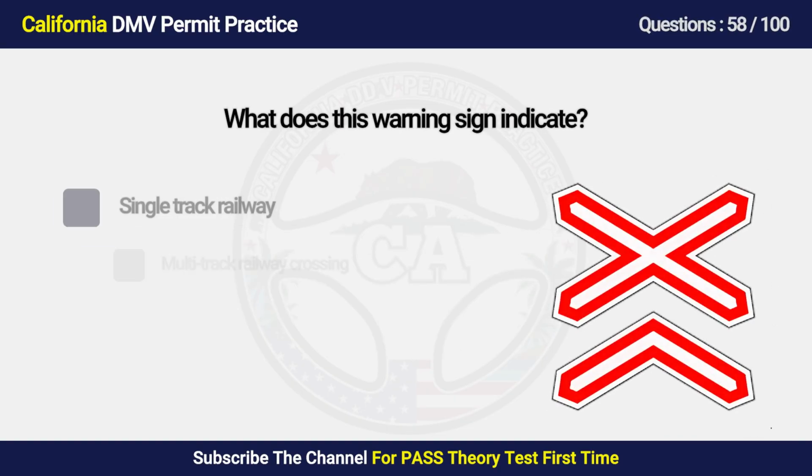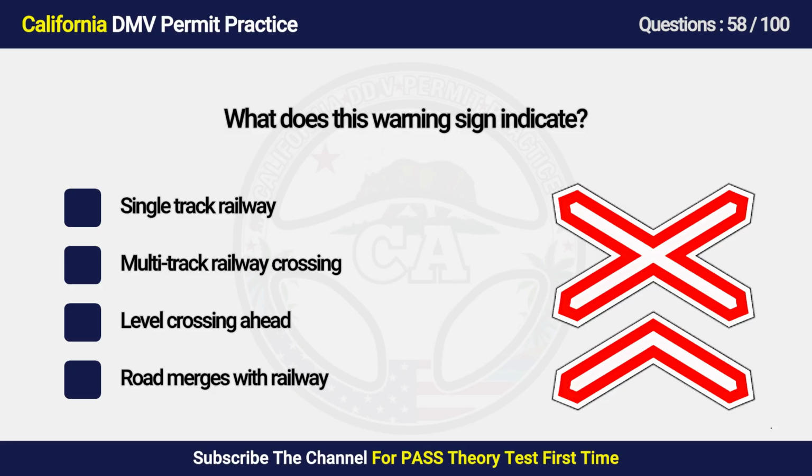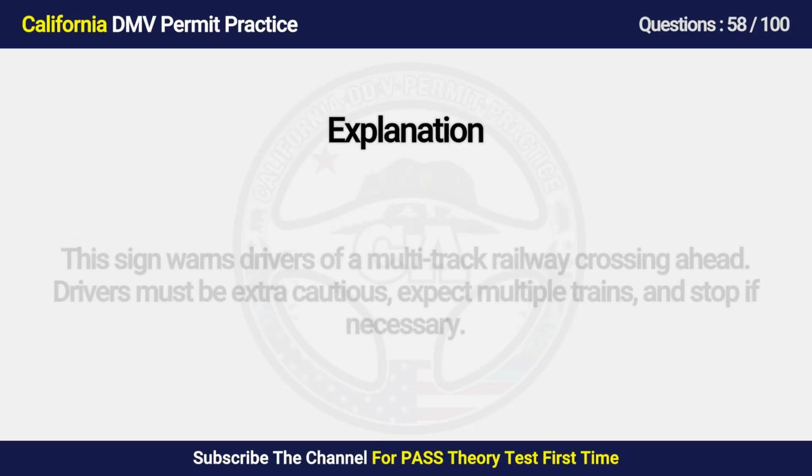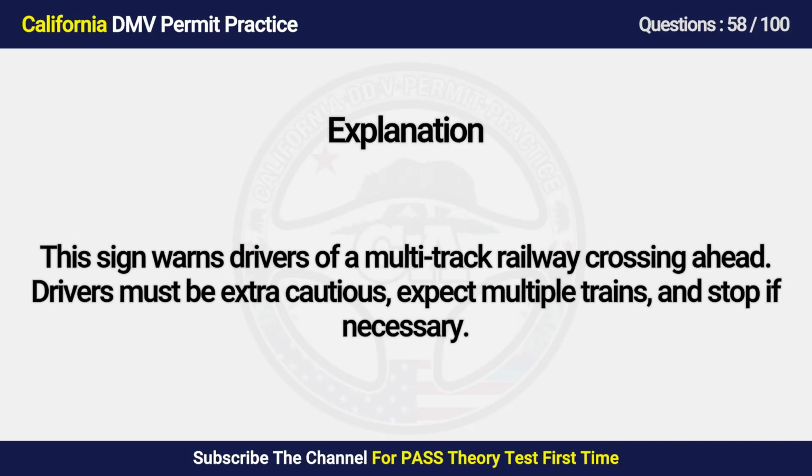Question 58. What does this warning sign indicate? A. Single-track railway. B. Railway crossing. C. Level crossing ahead. D. Road merges with railway. Answer is B. Railway crossing. This sign warns drivers of a railway crossing ahead. Drivers must be extra cautious, expect multiple trains, and stop if necessary.